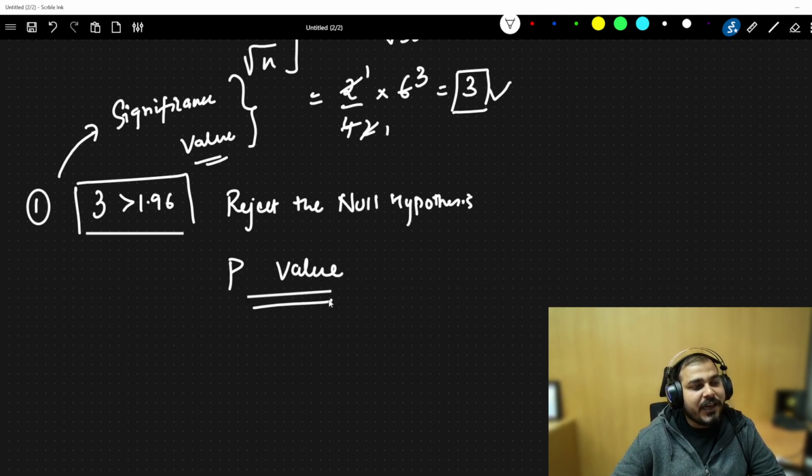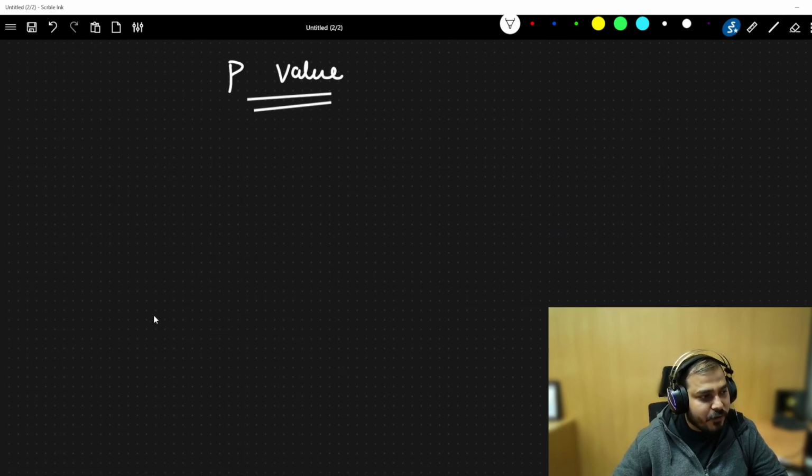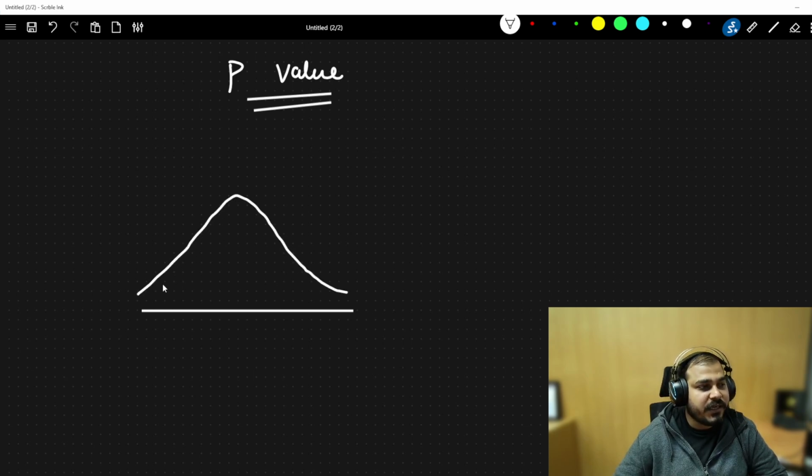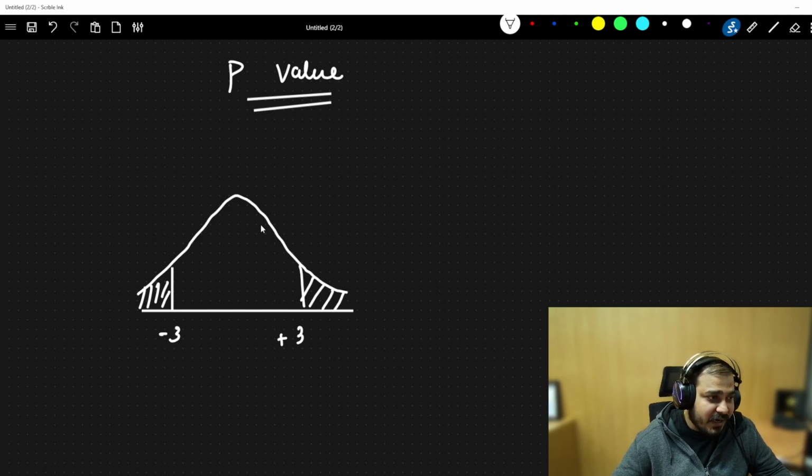Now what exactly is p-value and how is p-value computed? Understand this step, this is super important. Now I have got the z-score value as 3. Let me draw the curve again. Now I am not interested in 1.96, I am interested in 3. So here will be minus 3, here will be plus 3. Again I have to go to my Z table and, based on this 3, find the area of the curve.